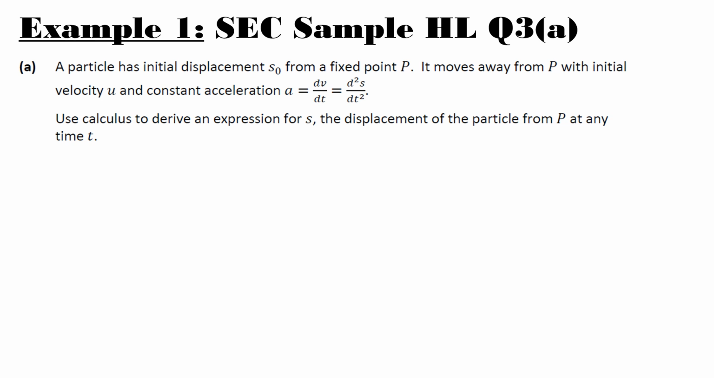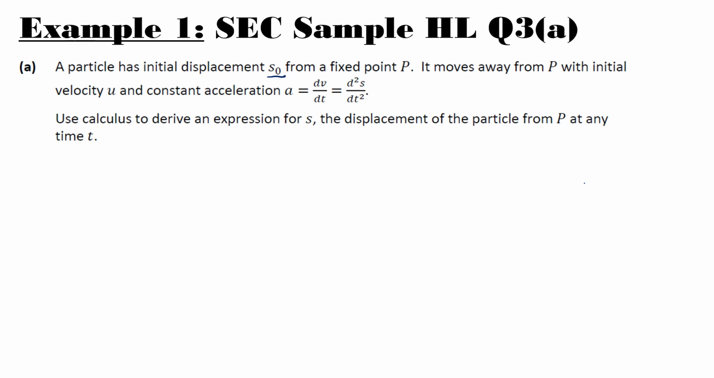So a particle has initial displacement s0 from a fixed point P. It moves away from P with initial velocity u and constant acceleration a equals dv/dt and d squared s/dt squared. So we have two formulas here for acceleration. Use acceleration to derive an expression for s, the displacement of a particle from P at any time t.